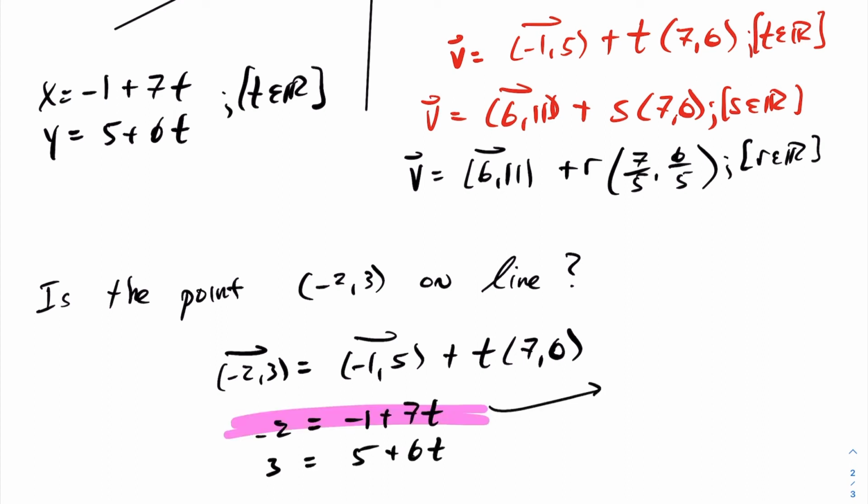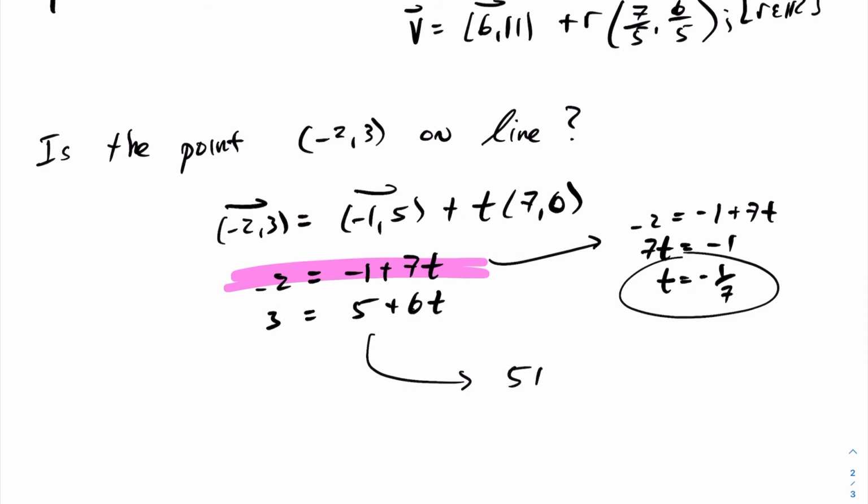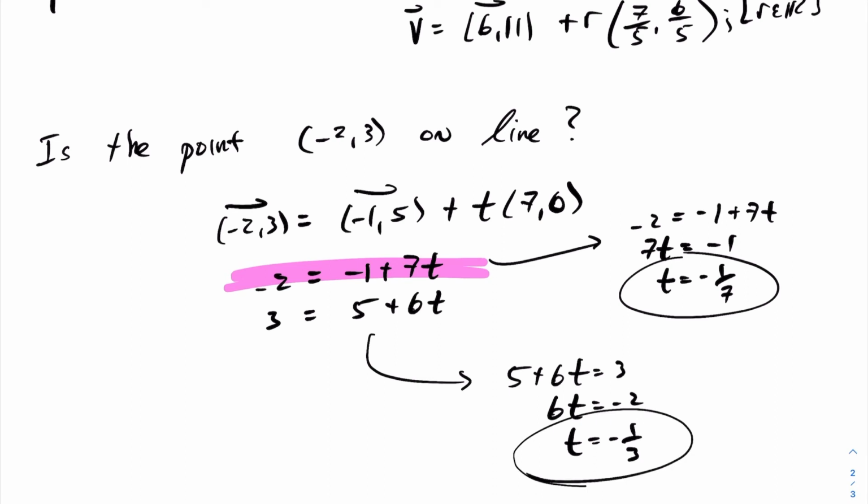Solving for t in our first equation, we get -2 equals -1 plus 7t, 7t equals -1, t equals -1/7. However, solving our second equation, we have 5 plus 6t equals 3, 6t is -2, and t equals -1/3. So we require different t values for each coordinate to be equal. The conclusion is that the vector (-2, 3) is not part of the vector equation of this line. Had they come out to be the same, then it would have been a part of the line.